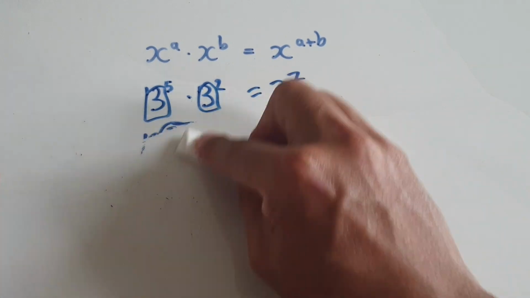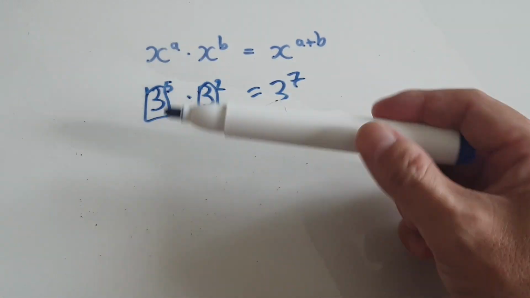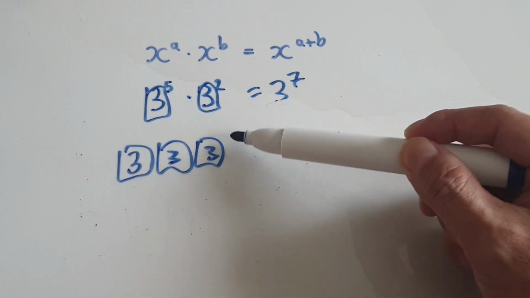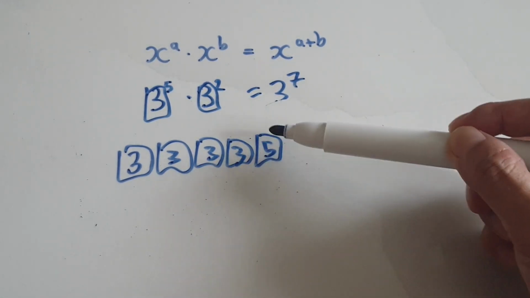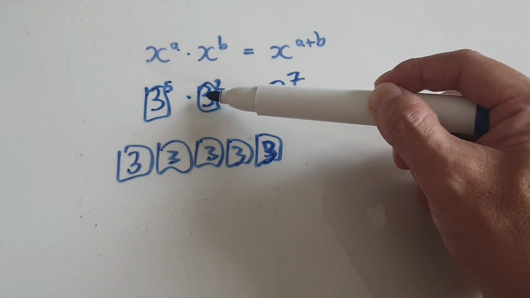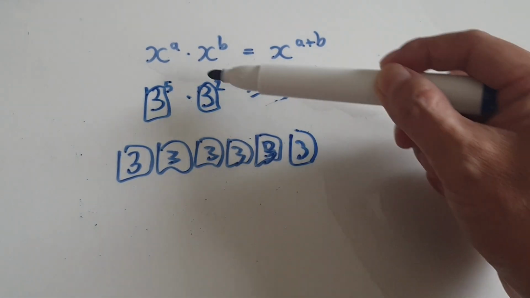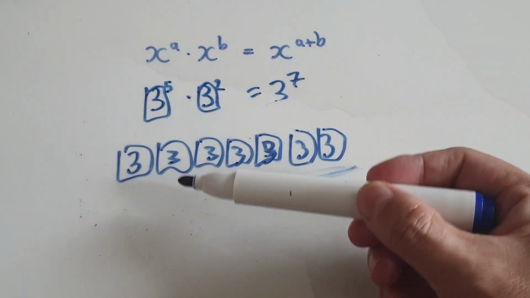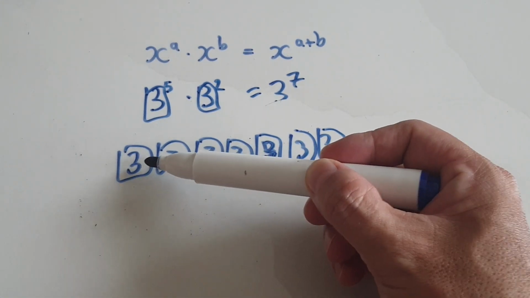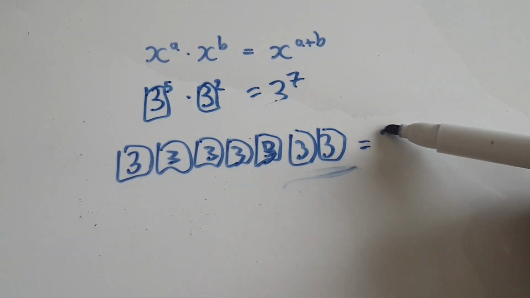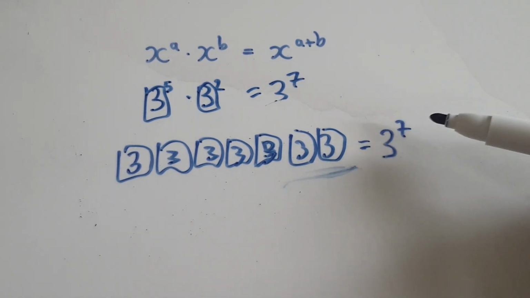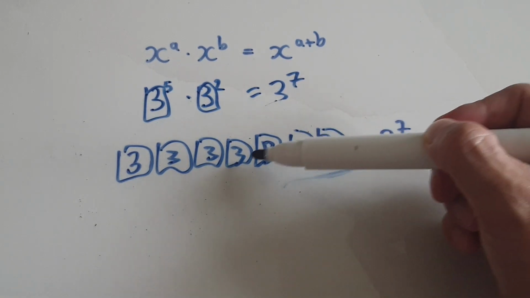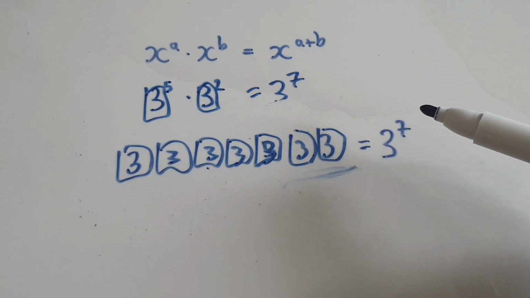So going back to here, this thing here means 3 times by its exact same self 5 times. So you've got 3 times by itself 5 times, and then here you've got 3 times by itself twice. Well, here you can see that a quick way of writing this whole thing, 3 times 3 times 3 and so on, would be 3 to the power of 7, because 3 to the power of 7 means you get 3 times by itself 7 times. So you can jump from here to here and vice versa.